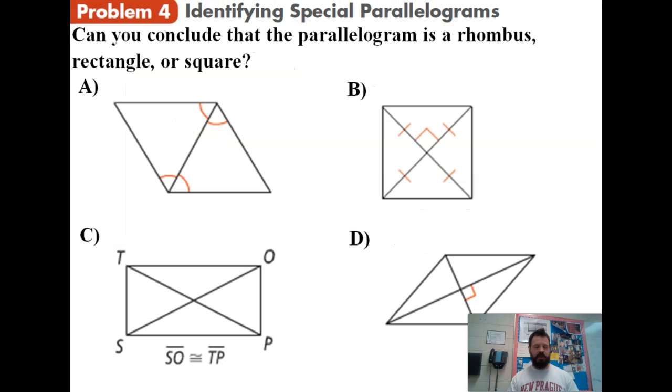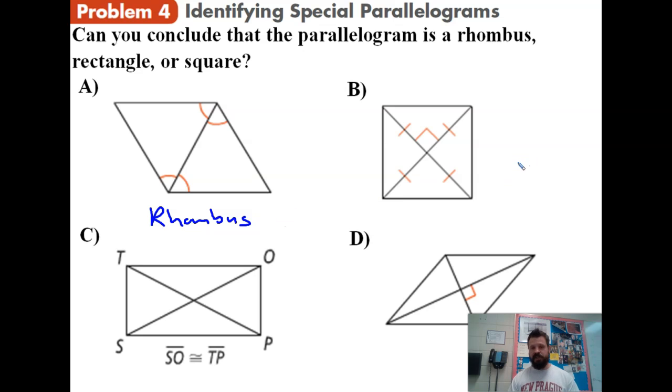All right, and the last thing we're going to do is classify parallelograms based on their special properties, not just the definitions. So let's run through problem 4 quick. Can you conclude that the parallelogram is a rhombus, rectangle, or square? Okay, let's take a look. For part A, I can say this is a rhombus. And I know that because the diagonal bisects a pair of opposite angles. We have 1, 2, 3, 4 angles all congruent to each other made by the diagonal. That is a property of a rhombus. So I can say the first one's a rhombus.